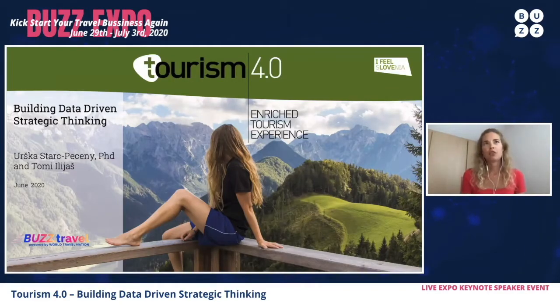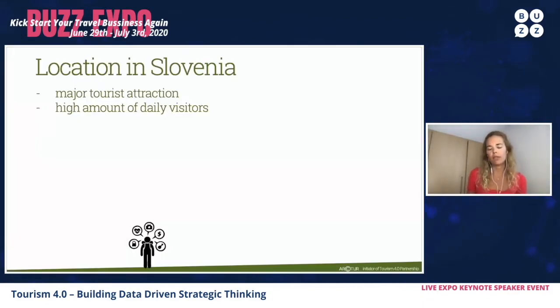As Jan introduced us, we are working with data, and to start, we would like to start with an example, because tourism is something that we all feel to be expert in, because every one of us is traveling around and having experiences in tourism. And we want to start with one example with a location in Slovenia. It's a major tourist attraction with many visitors, a high amount of daily visitors coming.